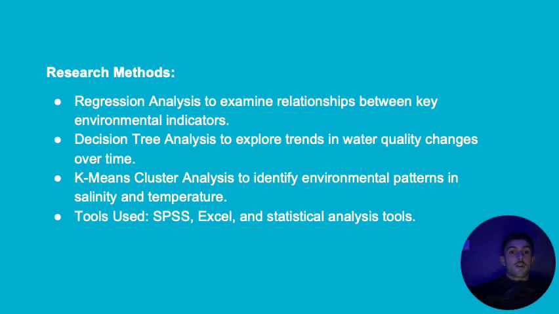So, to address the research question, I utilised a variety of different statistical methods. I used a regression analysis to examine how environmental variables like temperature and salinity related to dissolved oxygen and water depth. I also applied decision tree analysis to explore patterns in water quality changes over time. Additionally, I employed a k-means cluster analysis to identify distinct patterns or environmental regimes based on salinity and temperature data. These methods allow me to uncover relationships and trends in the data. Tools like SPSS and Excel were essential for performing these analyses and visualizing my results.